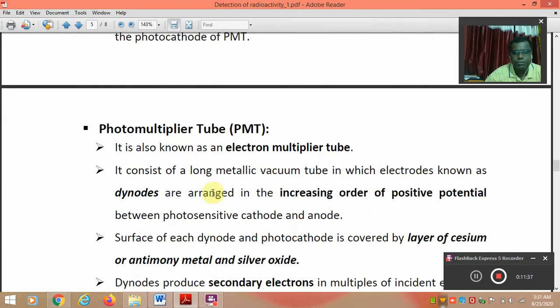So this is the second component, the photomultiplier tube, which is also called the electron multiplier tube. It consists of a long metallic vacuum tube in which the electrodes known as the diodes are arranged in increasing value of positive potential, or in the increasing order of positive potential. It's very important. So it consists of a long metallic tube in which electrodes, called the diodes, are arranged in increasing value of positive potential between the photosensitive cathode and the anode.